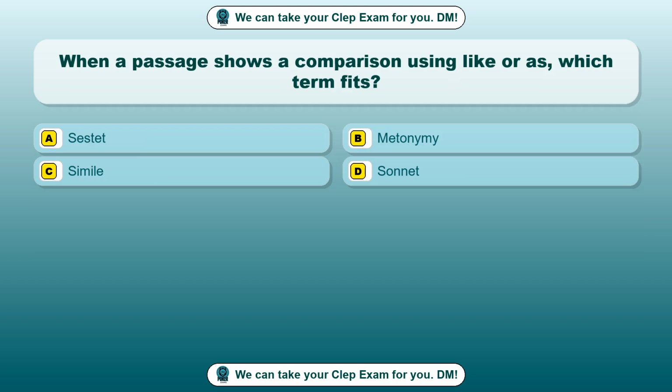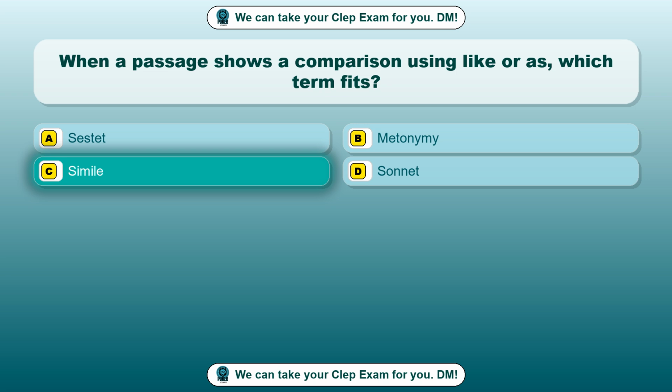Question 59. When a passage shows a comparison using like or as, which term fits? Option A. Sestet. Option B. Metonymy. Option C. Simile. Option D. Sonnet. The correct answer is option C.